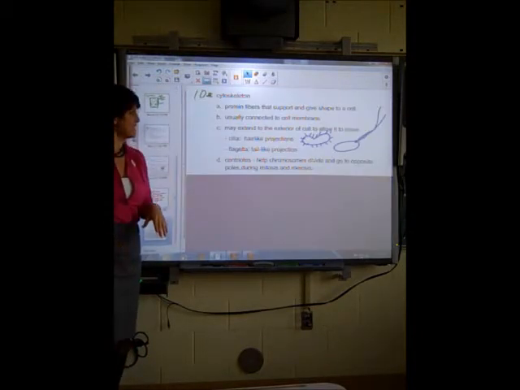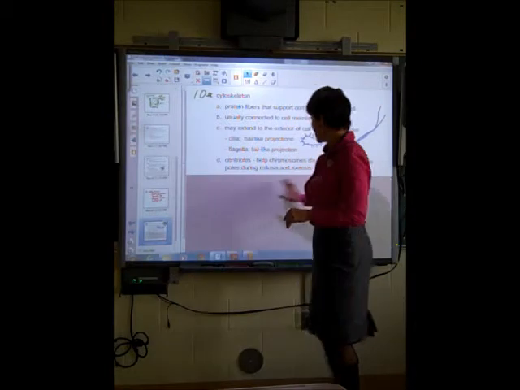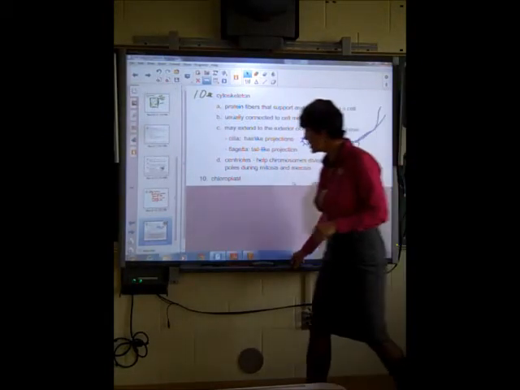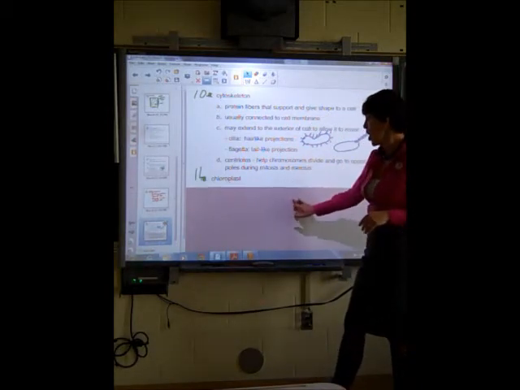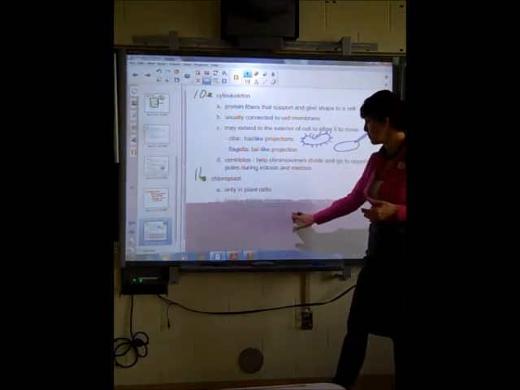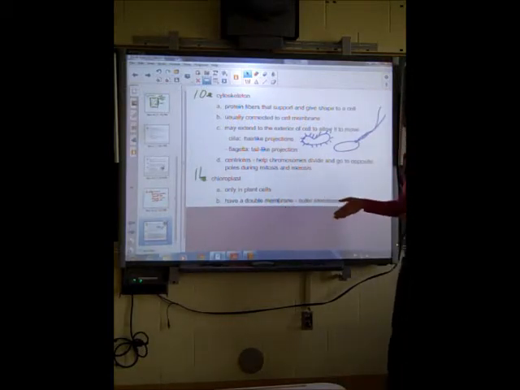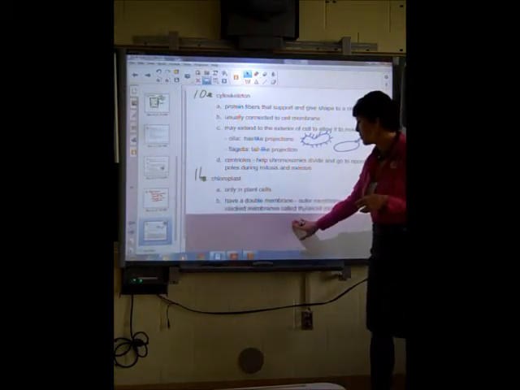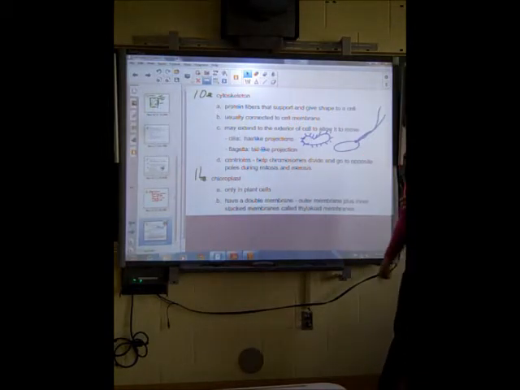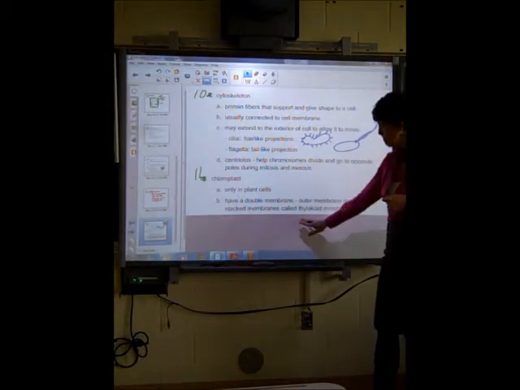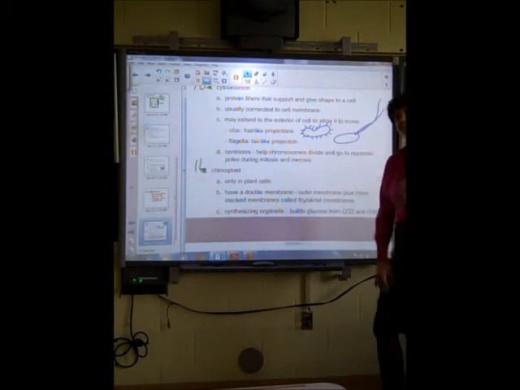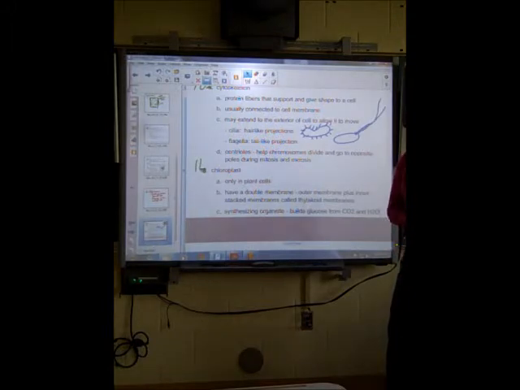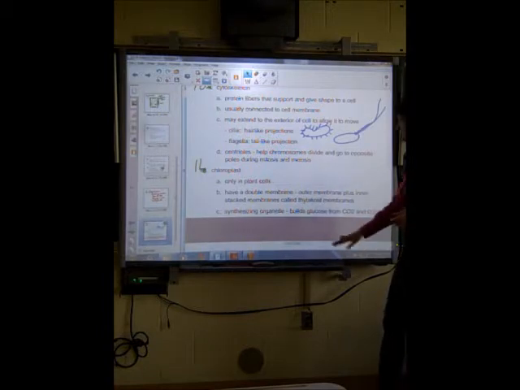We have one organelle left. It is only found in plants. It is chloroplast. So this would be number 11, our final organelle of our notes for today. A chloroplast is only in a plant. It also has a double membrane: the outer membrane plus an inner stacked membrane that's called a thylakoid membrane. This is a synthesizing organelle, which means it builds things. It's going to build glucose, and it's going to use carbon dioxide and water.